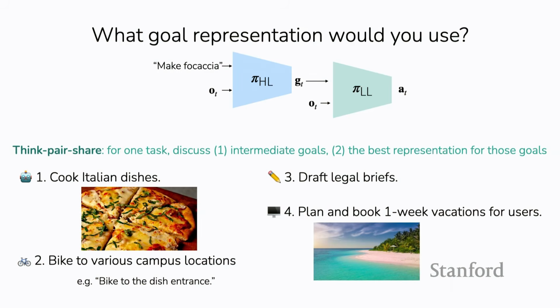So I'll give you a couple minutes to pick one of these, discuss with your neighbor what intermediate goals would look like, and then we'll come back and discuss. Does anyone want to share what they discussed?